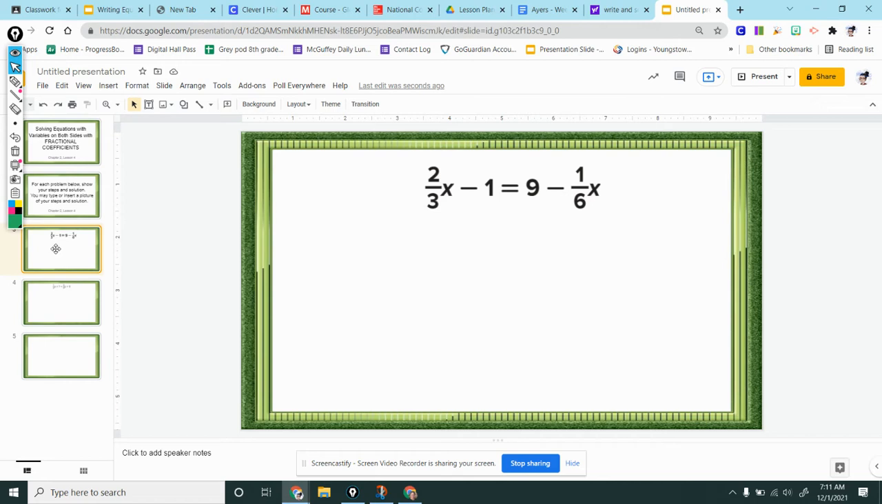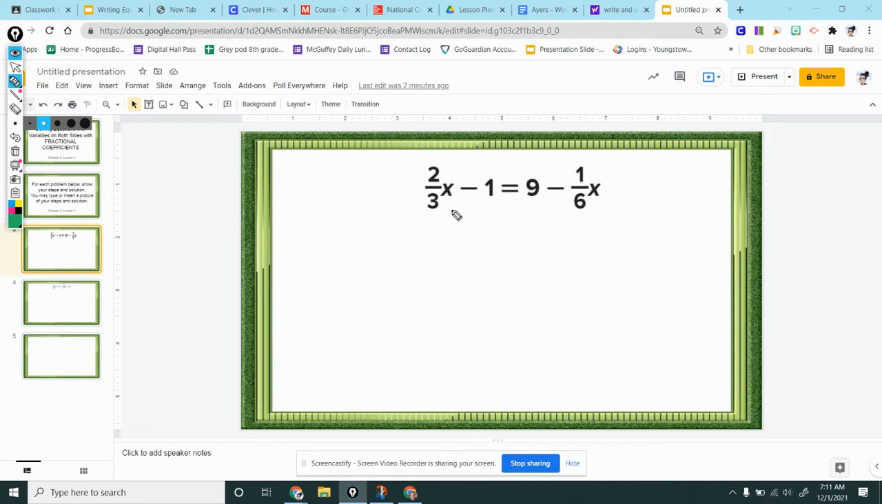And so when I say fractional coefficients or even fractional constants, my personal favorite way of solving these problems is what I call "kill the fraction, kill the fraction." I like to eliminate fractions before I begin because I like to work with whole numbers.